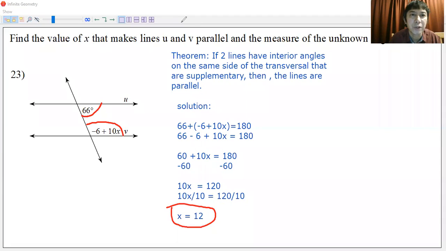How about the computer's confirmation? Look at the lower part of the diagram. There, it is 12 there. All right, so that means our answer is correct.